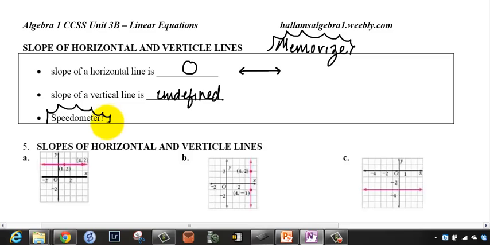I did put a little note down here, the speedometer. It's kind of tricky to do by video, but if I can do it really quick, it's a good example for me, but I can't find a good picture of a speedometer that actually functions this way.